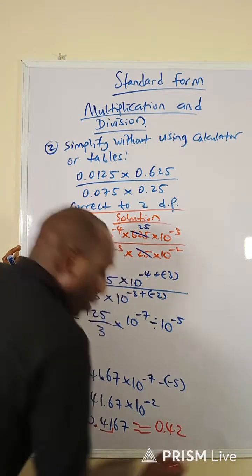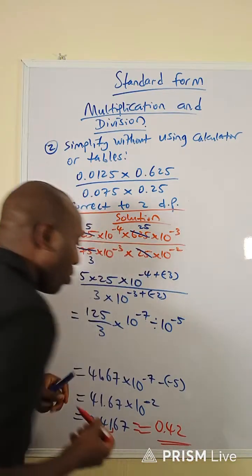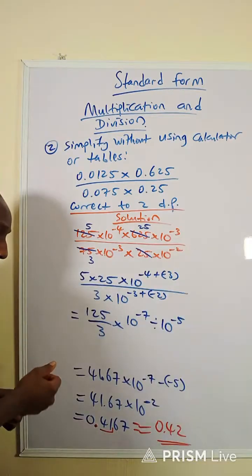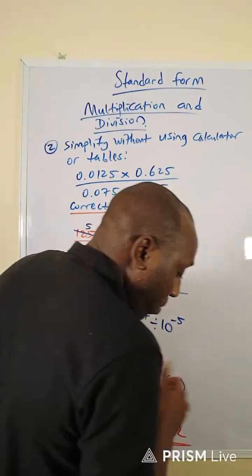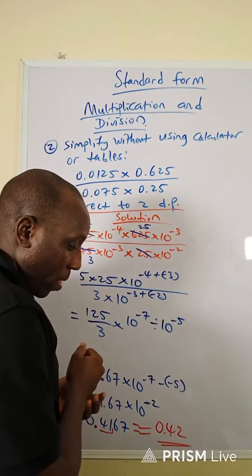0.42. Yeah, so this is going to be your answer. I hope everything was done right. I hope there's no mistake. Please, you can check and let us keep moving. Any question, please ask. If you have any question, ask now.